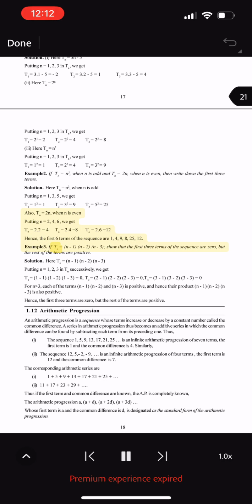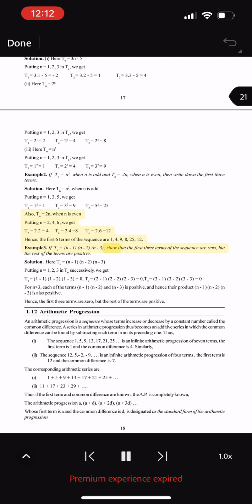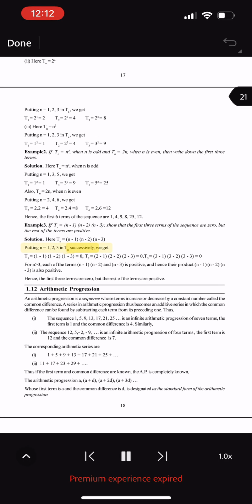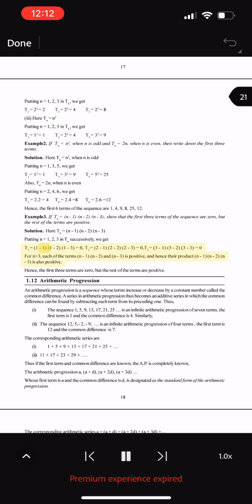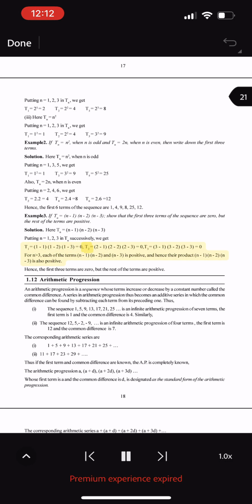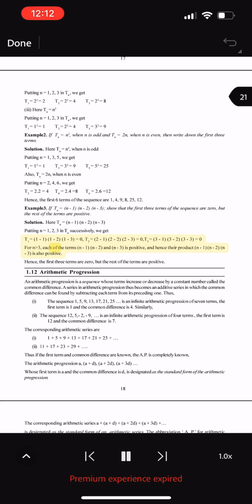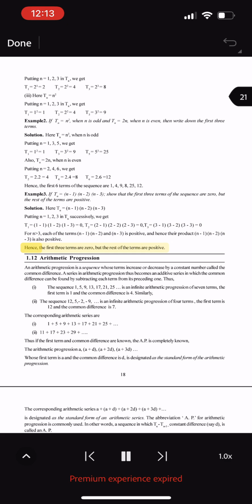Example 3. If tn equals (n minus 1)(n minus 2)(n minus 3), show that the first 3 terms of the sequence are 0, but the rest of the terms are positive. Solution: here tn equals (n minus 1)(n minus 2)(n minus 3). Putting n equals 1, 2, 3 in tn successively, we get t1 equals (1 minus 1)(1 minus 2)(1 minus 3) equals 0, t2 equals (2 minus 1)(2 minus 2)(2 minus 3) equals 0, t3 equals (3 minus 1)(3 minus 2)(3 minus 3) equals 0. For n greater than 3, each of the terms n minus 1, n minus 2, and n minus 3 is positive, and hence their product is also positive. Hence, the first 3 terms are 0, but the rest of the terms are positive.